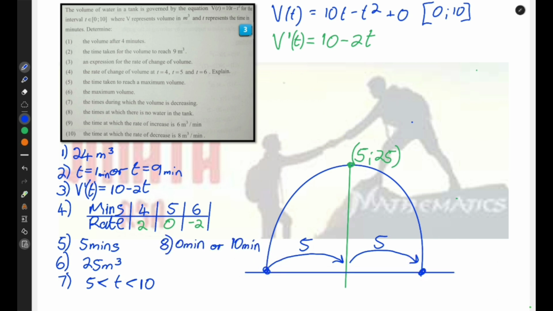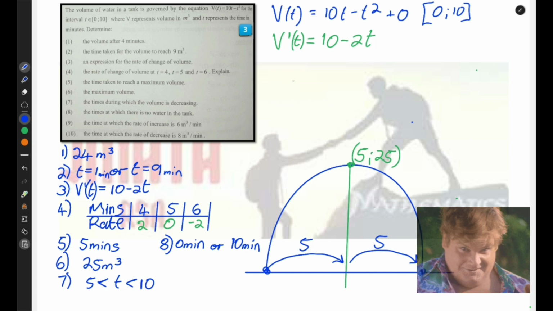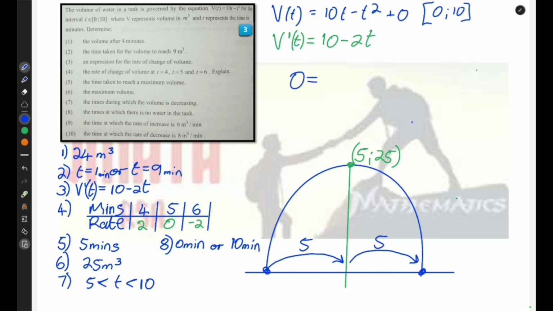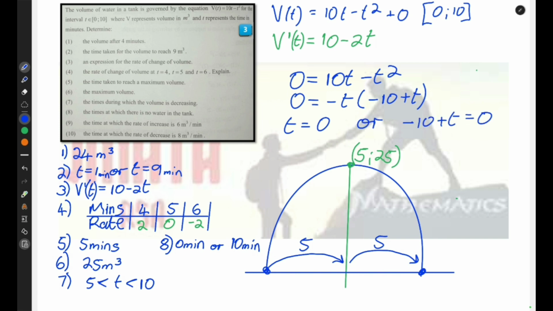Now, I know there's students that do not like drawing a picture and inspection method and everything. Shout out Eugene. So I would now just take that formula and make it equal to 0. So say 0 equals 10t minus t squared. I can then take out a minus t in this, and I would be left with minus 10 plus t. And I just make that equal to 0. So therefore, t would be equal to 0. Or minus 10 plus t would be equal to 0. If I take the t to the other side, it is 10 minutes. So there's your formula to solve this question.